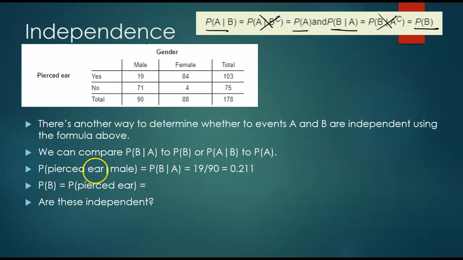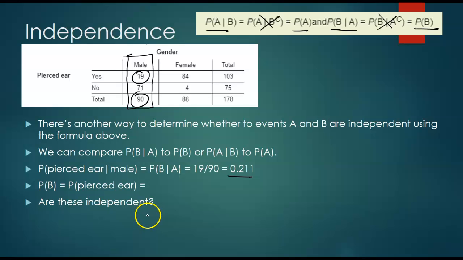So let's calculate the probability of B given A again. That's the probability of having a pierced ear given that they are male. We've already looked at that before. There are 19 students that are male and have a pierced ear out of 90 total that are male. We've already done this before. That's 0.211. Now, what's the probability of just a student in general having a pierced ear?